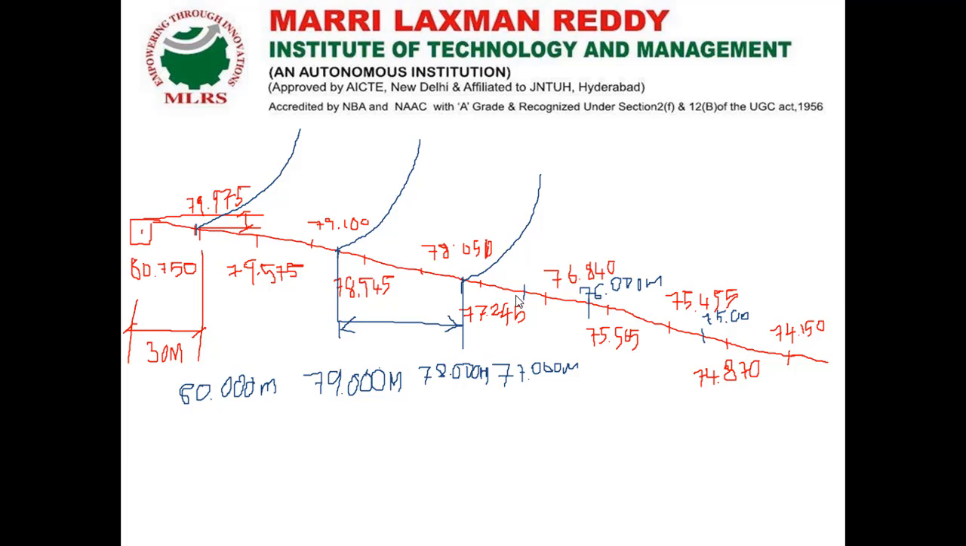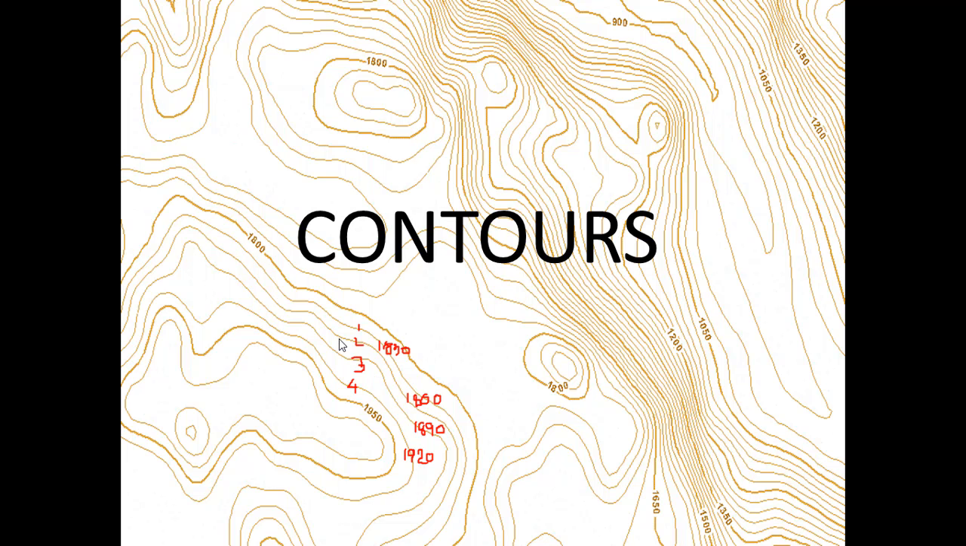In this, the contour lines cannot merge; each and every line is separate, individually. For example, here we have 1800 meters, then 1830 meters height, and this is 1860 meters height. These lines won't intersect each other. So these are some characteristics of contours that we are going to discuss.